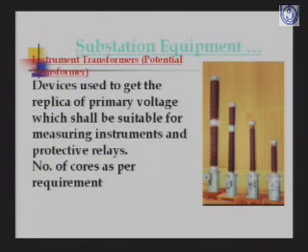The second type of instrument transformer is the potential transformer or the PT. These are devices used to get a replica of primary voltage which shall be suitable for measuring instruments and protective relays. CT gives the current and PT gives the voltage for measuring and protection, and again the number of cores in the potential transformer are as per requirement.